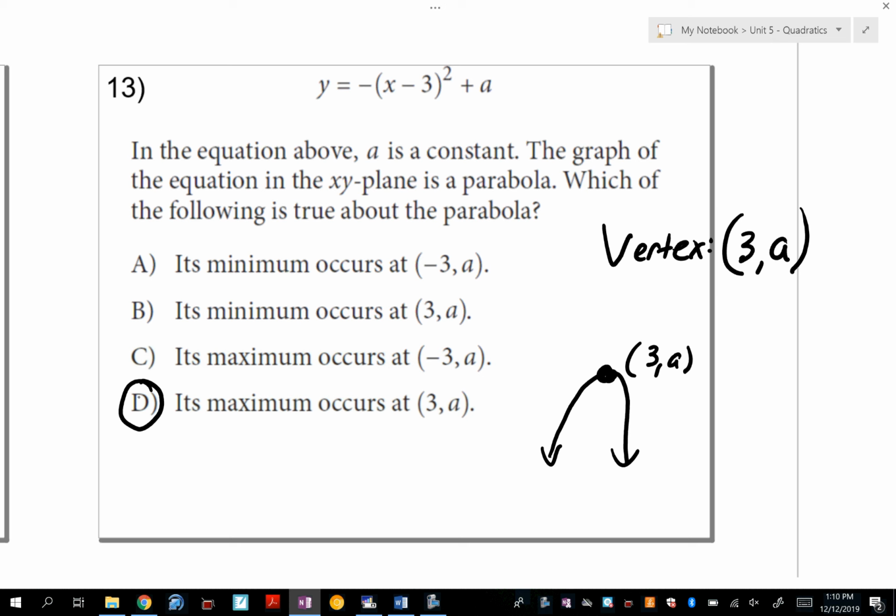Questions on 13? Excellent. Good work, students. Let's keep going.